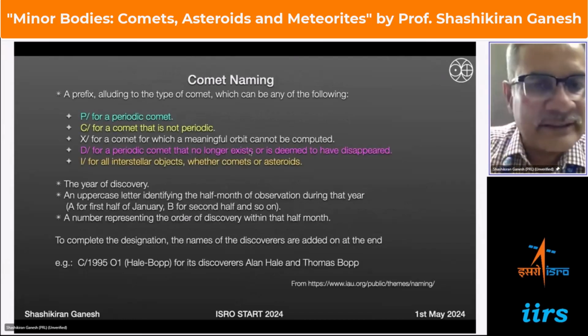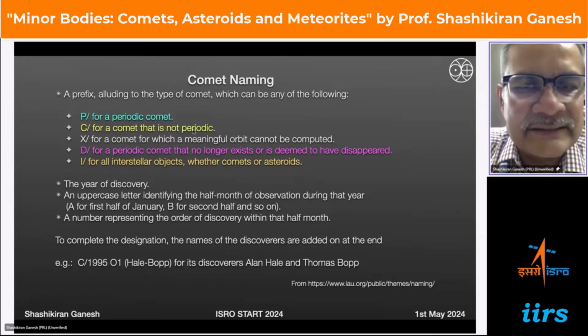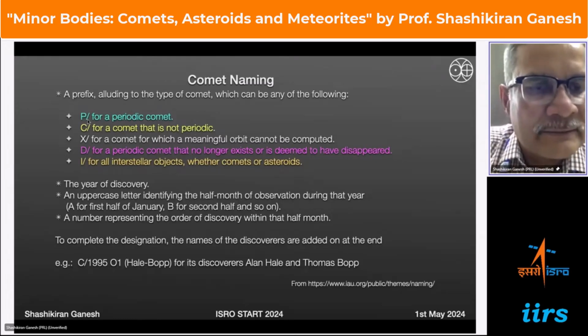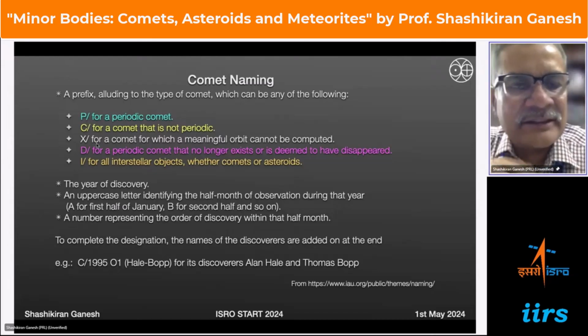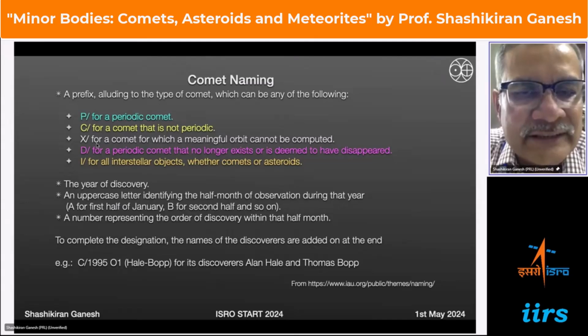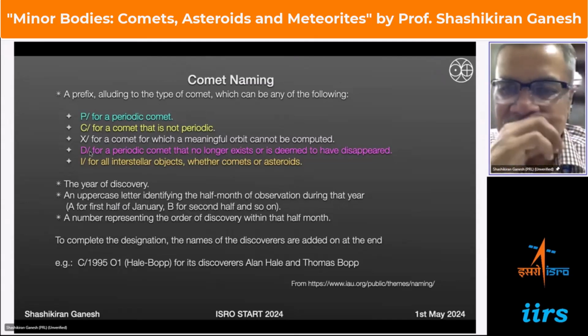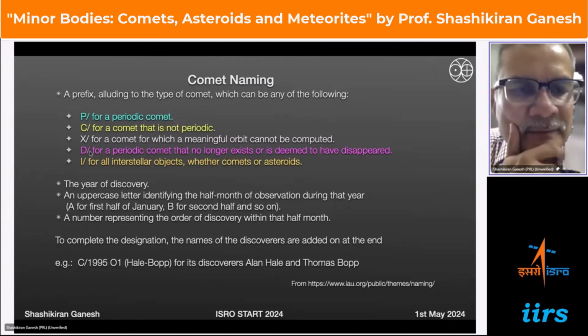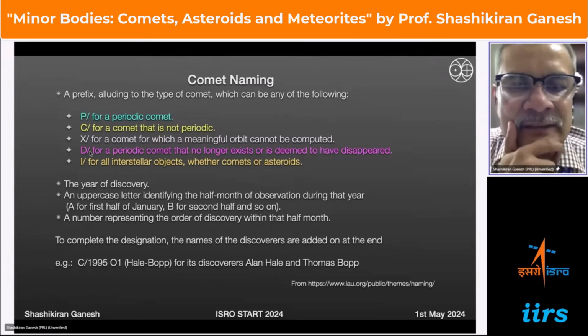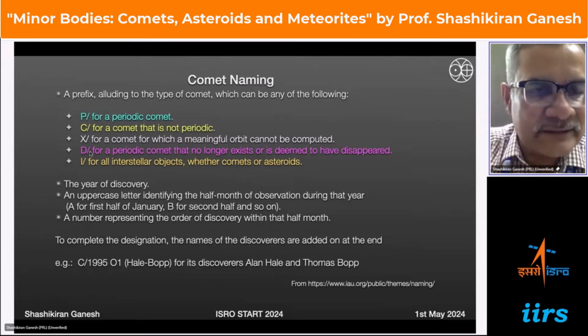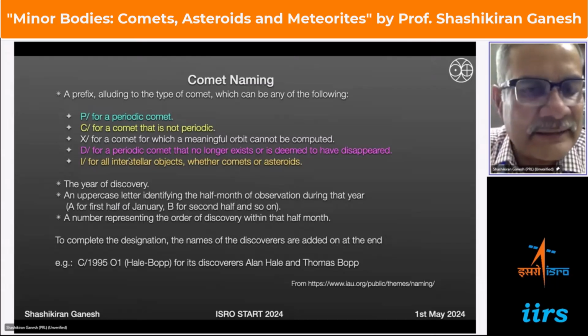So I should be moving quickly now. The comet naming is like this. We use P for a periodic comet, C for a comet that is not periodic or for which we don't have the full information. X is a comet for which a meaningful orbit cannot be computed. For example, if there were very few observations made and we lost the object for whatever reason, we could not observe it again.